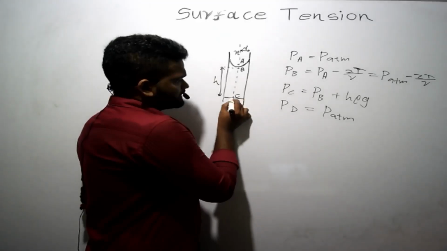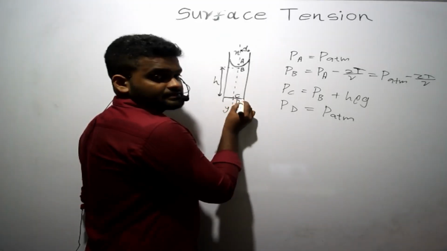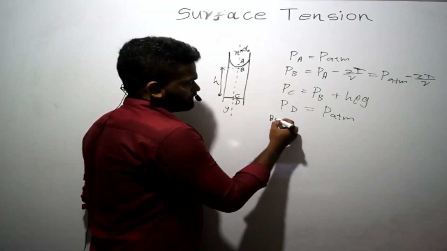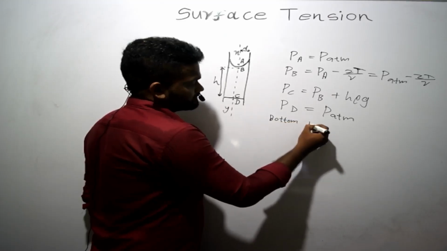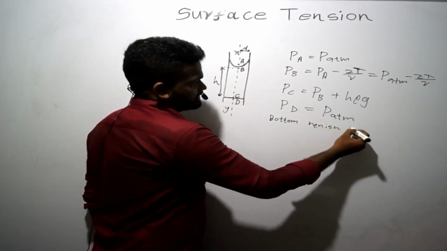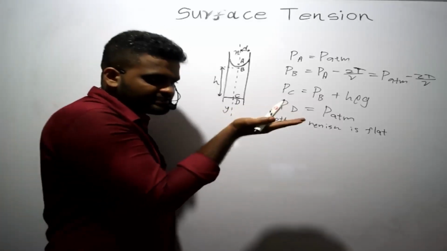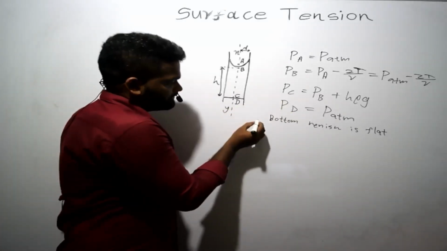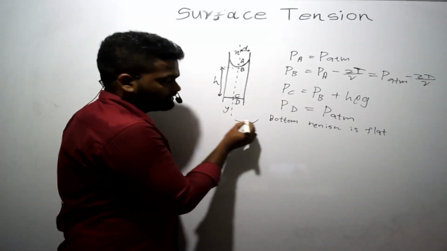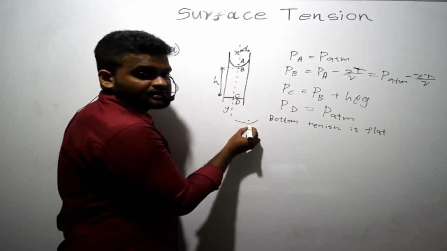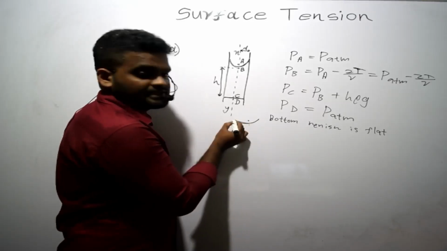What about this meniscus? Bottom meniscus is flat. So why does this meniscus curve? If it curved to this side, pressure here is higher than pressure here. That's why it curves like this, right?